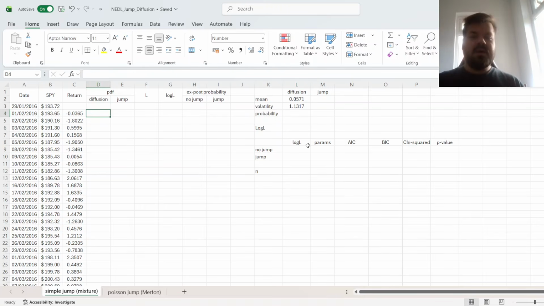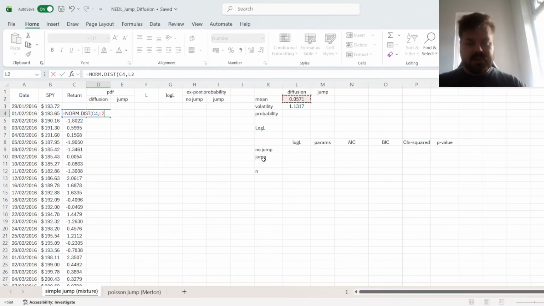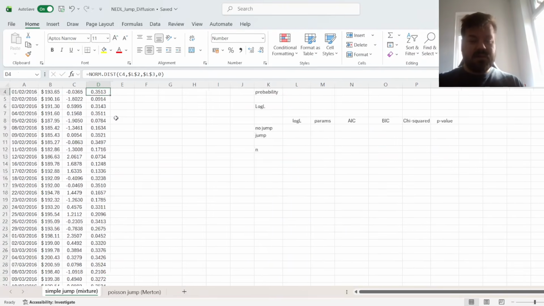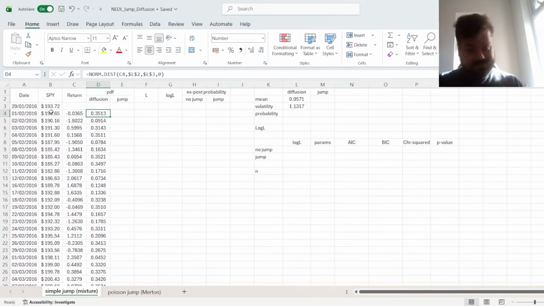And this would be the diffusion process, essentially just normal distribution applied to return data. Quite simply, and now let's calculate the likelihood or the probability density of our diffusion process, so normal distribution of our x, so our return, mean, lock it, standard deviation, that's the volatility, we'll lock it, and 0 for density function and not the cumulative distribution function. And we see what the density is for our various observations.